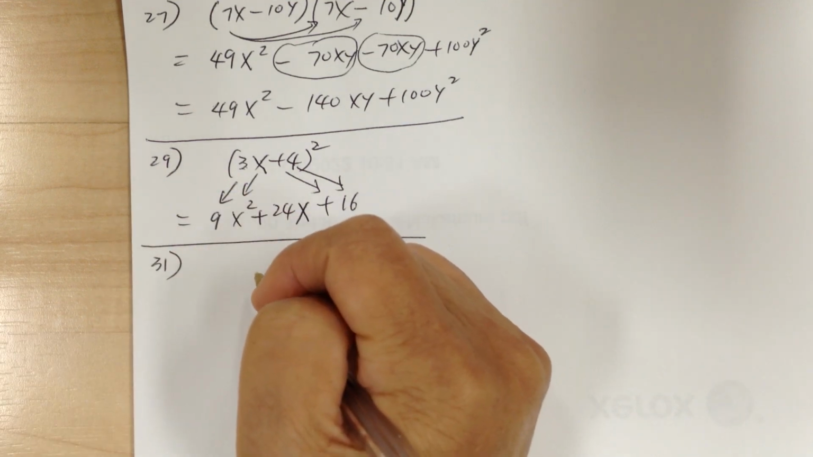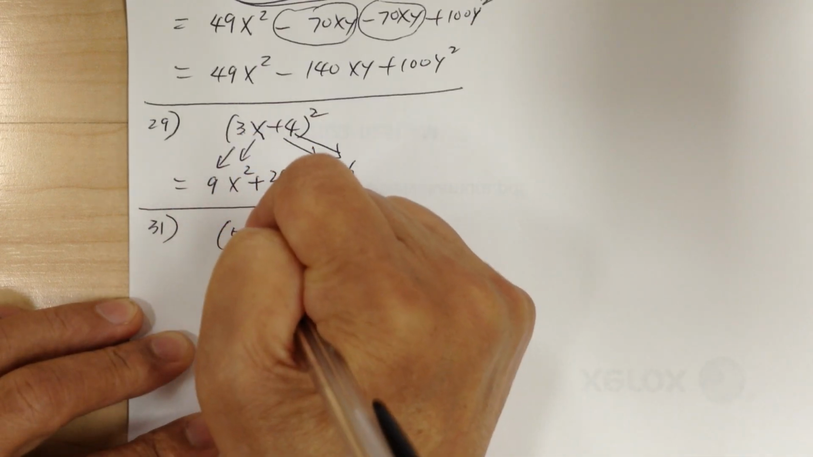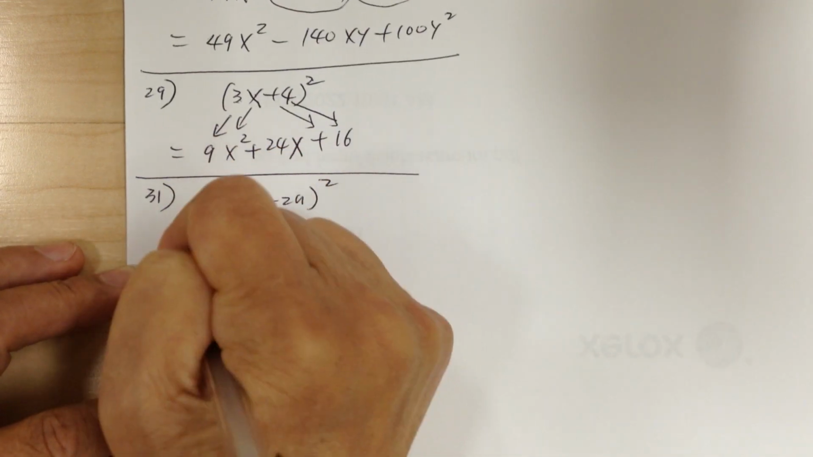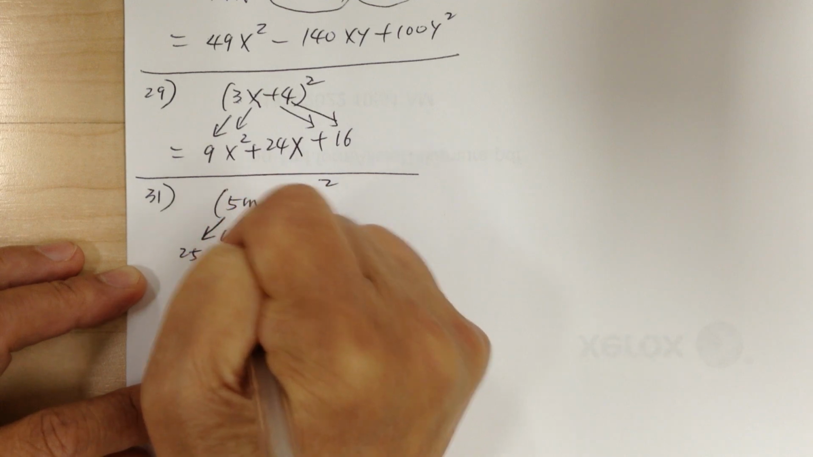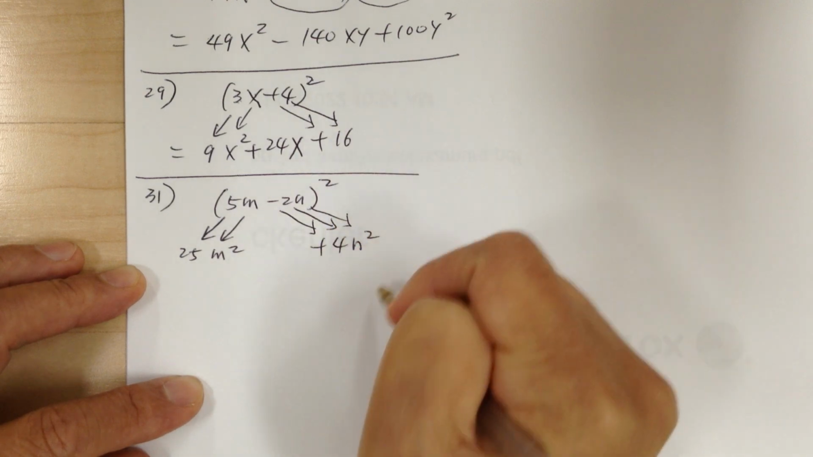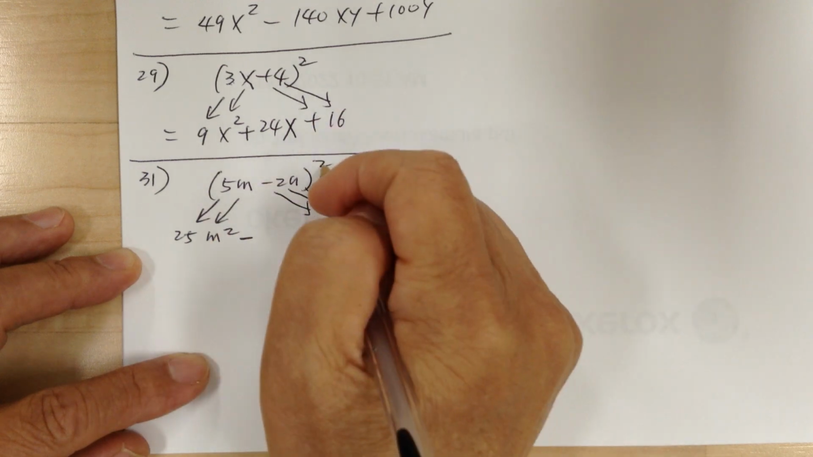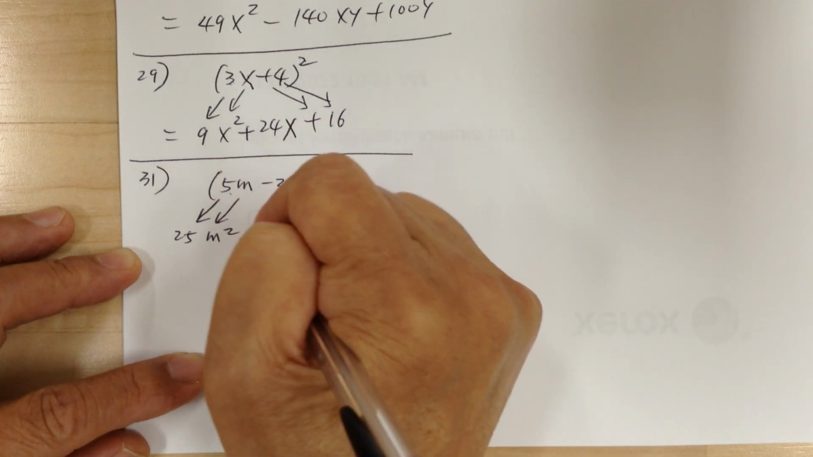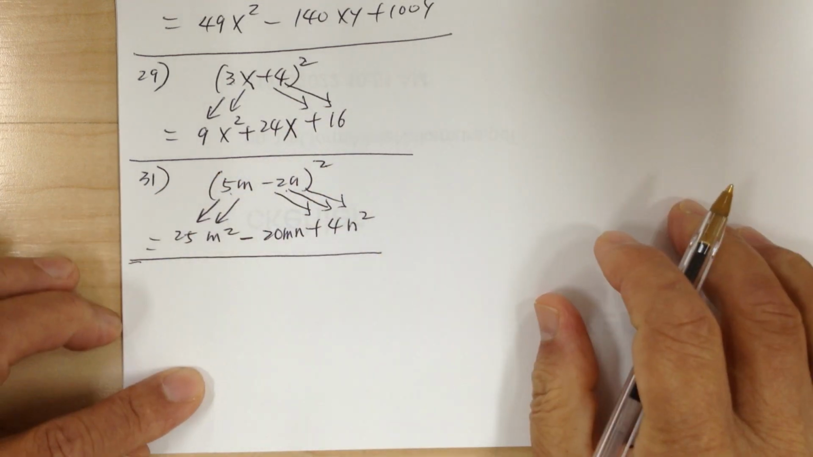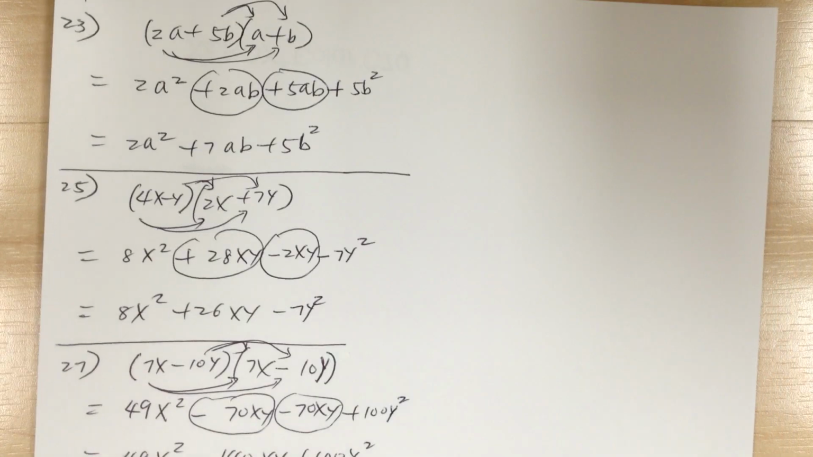Okay, 31. Okay, you have 5m minus 2n squared. So again, it's a perfect square. So square this, you get 25. Square this, you get m squared. Square this one, you get plus. Square this one, you get 4. Square this one, you get n squared. The middle term, multiply all this together, so sign is negative. The number is 2 times 5 is 10, times 2 is 20, and alphabet is m, n. Okay, and that's it. Okay, let's go to the next one.